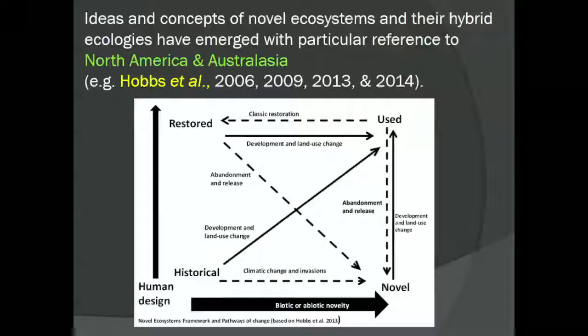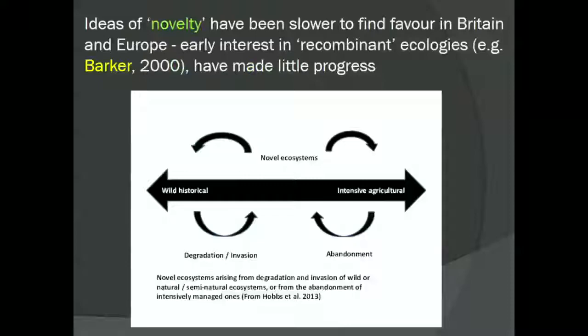There's been a lot of work done in North America and Australasia, particularly a recent book by Hobbs, and work spanning the last 10 or 15 years or so, dealing with novel ecosystems and hybrid ecologies. They look at things like historical systems to novel ecologies, biotic and abiotic novelty, impacts of climate change and invasions, and then classic restoration and restored landscapes, and development and land use change, abandonment and release. So we can start to conceptualize a whole set of trends.